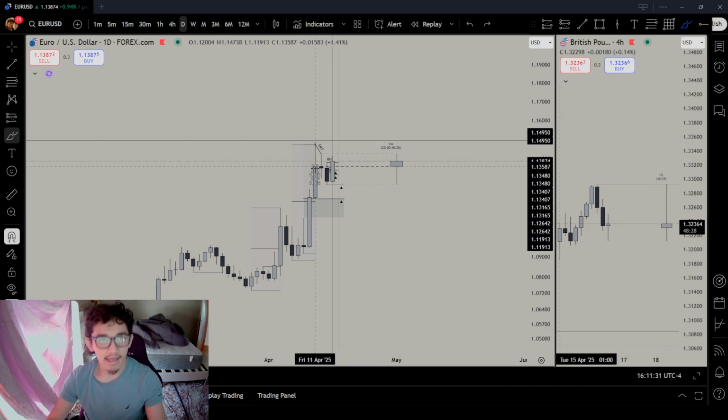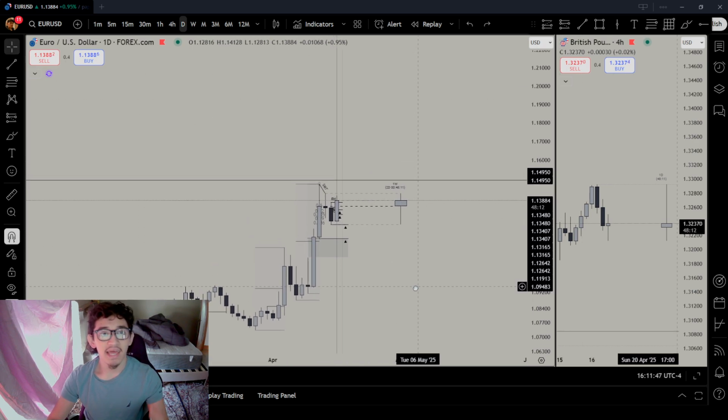Now I'm looking for a counter range. Now we have an SMT, CRT to the downside right over here. So we have our counter range right over here. I have another counter range right over here as well. We have another CRT to the downside. So now I have my daily context.